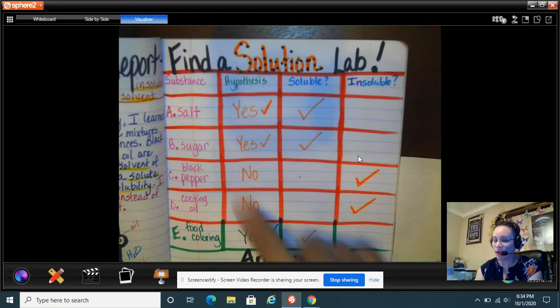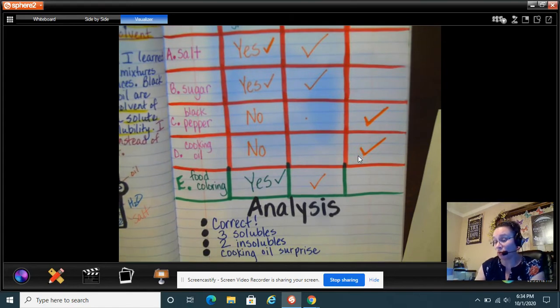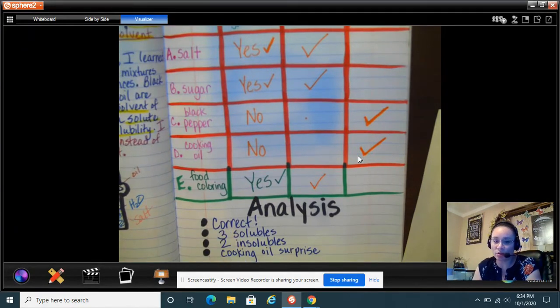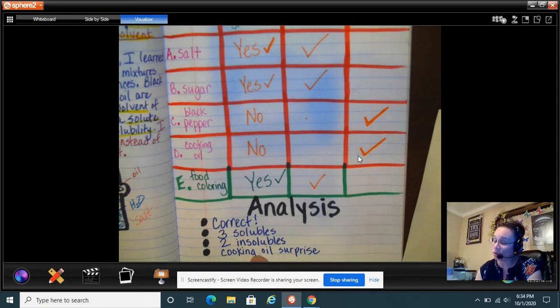Once we have our data table complete, we analyze our data table. Were you correct in your hypothesis? Yes, I was correct. Everything I said would happen happened. Then I counted how many solubles do I have? Well, I have 3 soluble substances. How many insoluble substances? 2. Then we had a cooking oil surprise. We were fascinated by the way cooking oil reacts in water, with pepper, with salt, with sugar, with other things if you have a bonus substance, like food coloring. That was surprising to us.